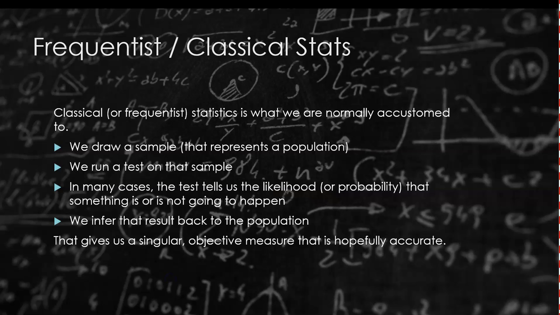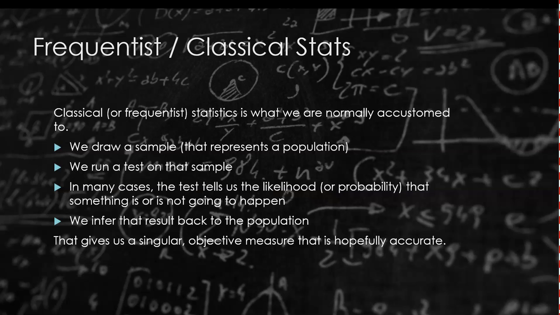So the classical approach to statistics, sometimes called frequentist, is what we're normally accustomed to. We will draw a sample, and that sample is supposed to represent a population. If you've seen the earlier videos, you'll do the hypothesis, null hypothesis, all that stuff, and we'll run a test on that sample to see if we can reject the null hypothesis and accept the hypothesis. In many cases, that tells us the likelihood of something or the probability that something is going to happen or not going to happen. And then we can infer that result back to the population. That's all in the earlier videos that I created, so that should be fairly clear and fairly solid.